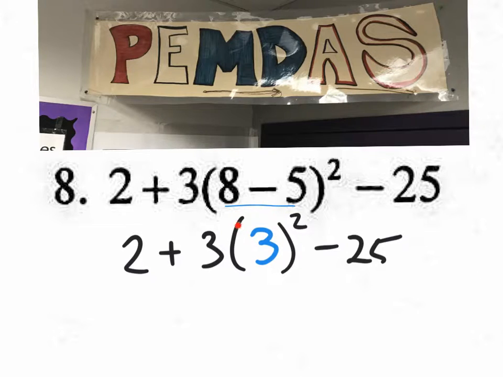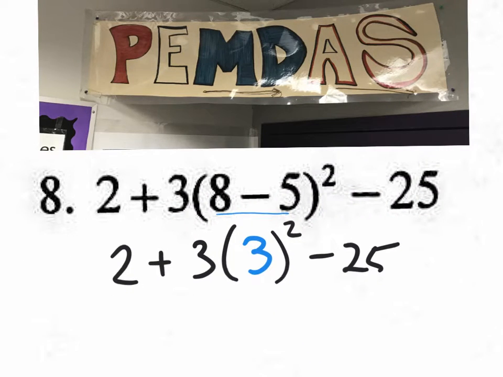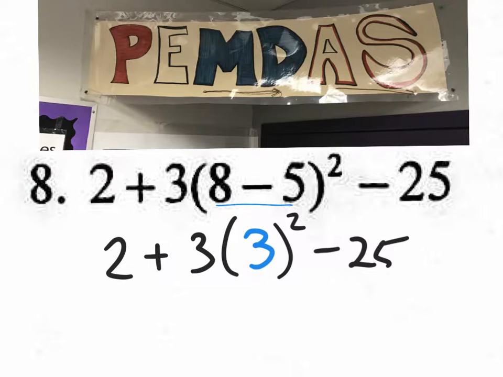Now, even though I still have the parentheses here, there's nothing to do inside. If I zoom in, that just says 3. There's nothing to do. And that's what parentheses are. It's just zooming in. So what do we have next? After P, exponent. So we have 3 squared, and 3 squared is 9.